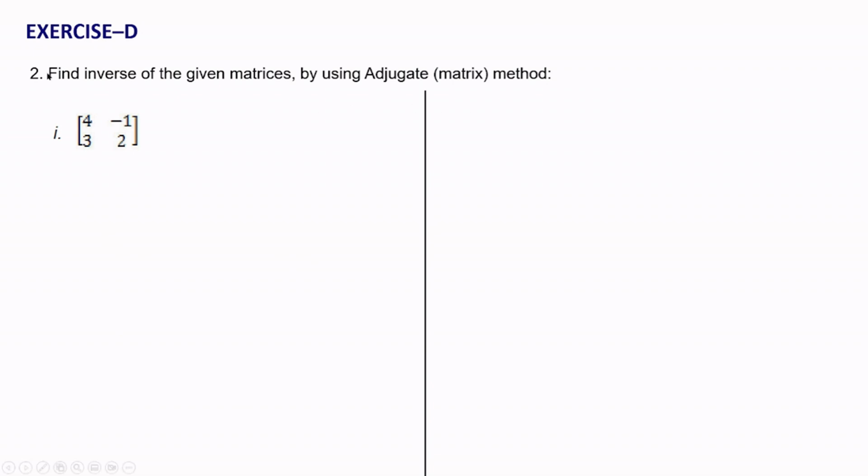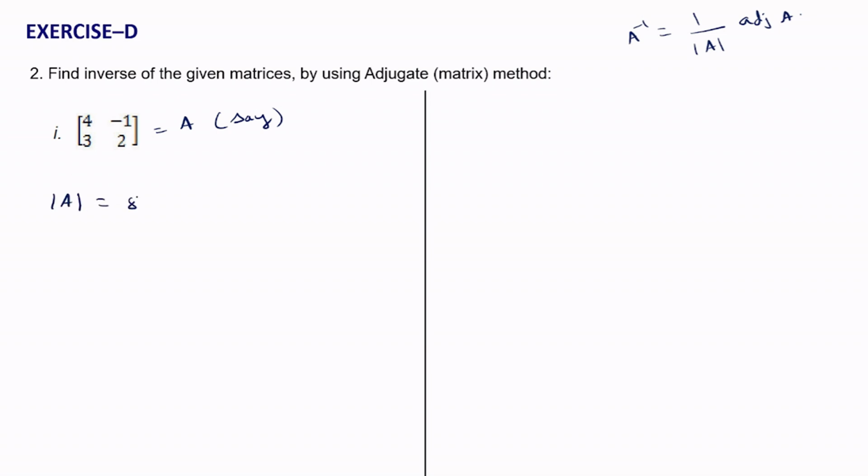Next exercise, the first question, we have to find the inverse by elementary operations, which is not included in the syllabus. So let us move on from the second question. Find inverse of the given matrices by using adjugate or matrix method. The first one is 4 minus 1, 3, 2. So let us take this as equal to A, say. So we find the inverse of a matrix using matrix method by 1 by determinant of A into adjoint of A. So for that, first let us find determinant of A.